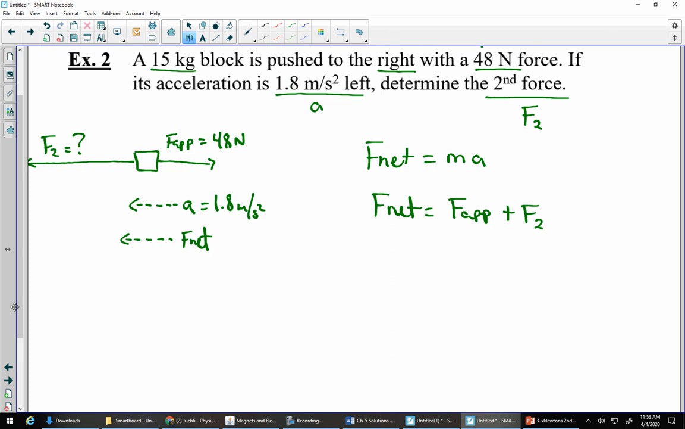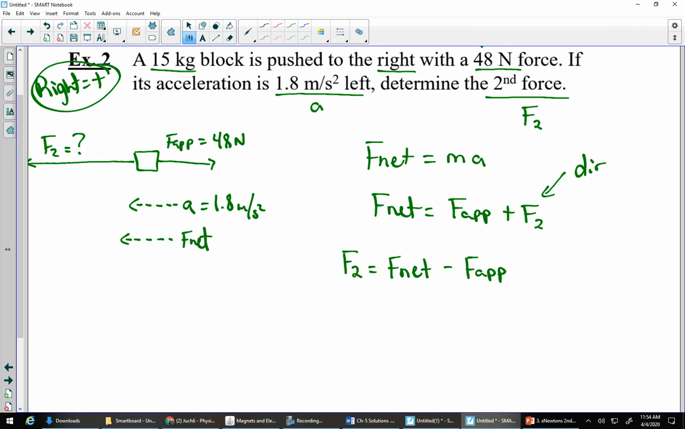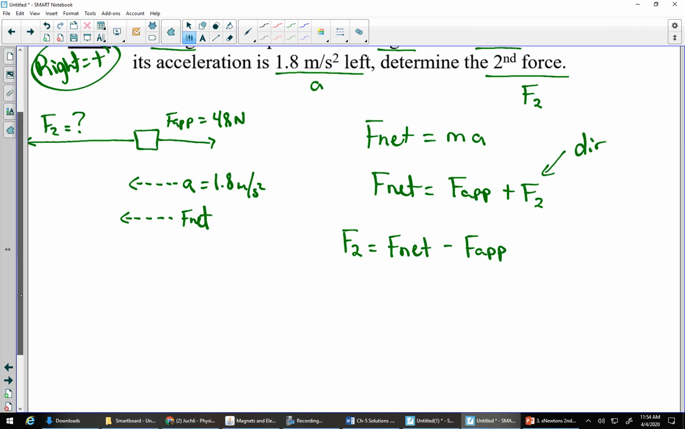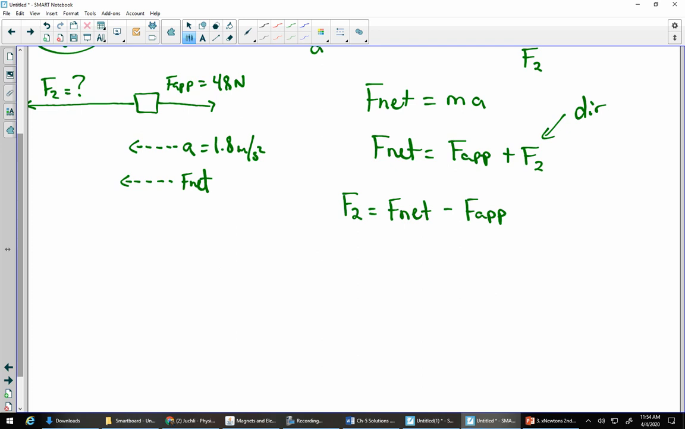So let's go ahead and think about this a little bit. F2 is what we're looking for. It's going to be equal to my net force minus my applied force when I rearrange it. Now you notice that I haven't thought about directions anywhere yet. So what I want to do is set up a little thing, and let's say right is positive. Usually is, so keep with the usual. Cool. So this is now going to allow me to figure out my second force. My net force, if I expand on that a little bit, is just mass times acceleration. And my applied force, well, that's just my applied force. I have the number for it.